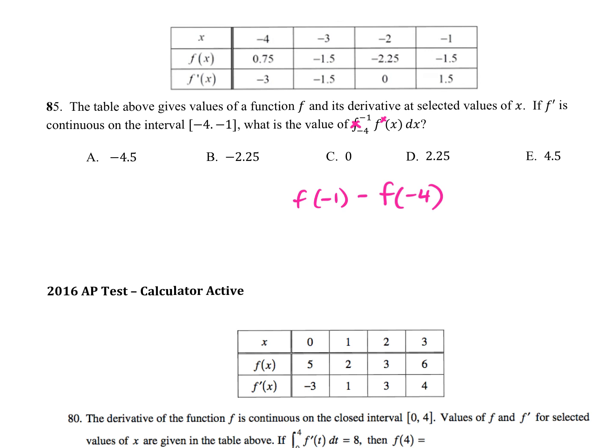You guys, did they give us that info? Yes. What is f of negative 1? Negative 1.5. What is f of negative 4? 0.75. Negative 1.5 minus 0.75 is negative 2.25. Are they anticipating us maybe going f prime of negative 1 minus f prime of negative 4?